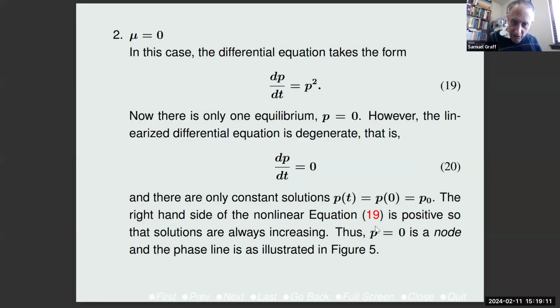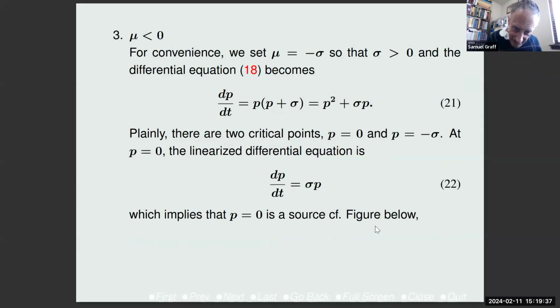However, when mu is 0, we now get a degenerate situation because the right-hand side of the differential equation does not have a linear term. And the linearization is just dP dt equals 0. There is no non-trivial linear term. So all the solutions are constant solutions. On the other hand, now when mu is negative, there is an interesting phenomenon that occurs.